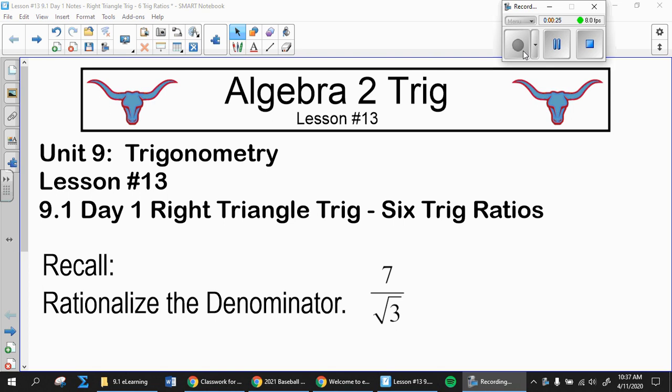So first thing I want you to do is go ahead and try this problem here. Rationalize the denominator. Once you're done, go ahead and unpause your video and the answer will be there.